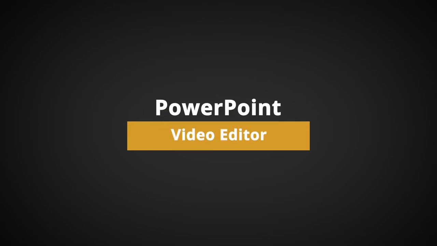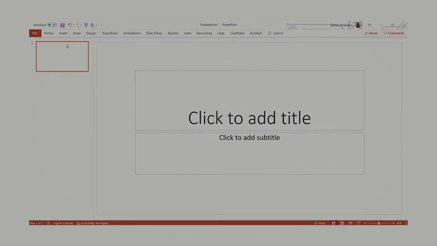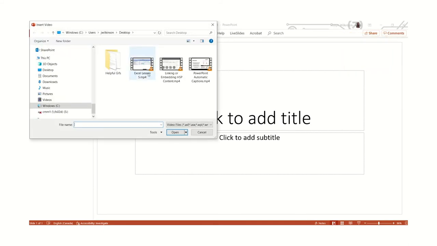In this video, I'll show you how you can easily trim and edit videos in PowerPoint without having to learn complex software. In PowerPoint, you can easily insert any video that you have taken and that is stored on your computer or USB stick or in your course. Download the video onto your desktop and use the video icon in the Insert tab to insert a video from your PC. In this case, I'll pull in a pre-recorded lesson on Excel Lesson 5.